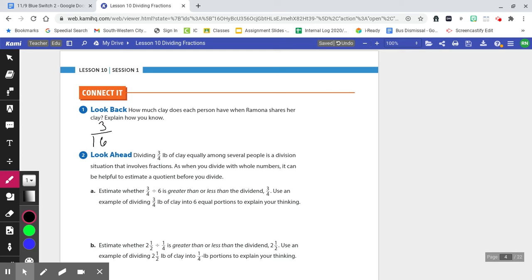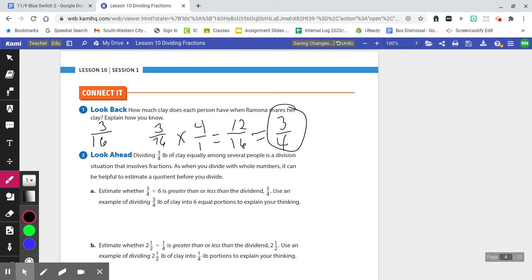And you can divide 3/16 into 4 equal parts by making 12 parts that are each 1/16 pound. So 12 divided by 4 is 3. So each person gets 3/16. You could also use multiplication to see if that's correct. So I could have done 3/16 times 4/1 is equal to 12/16, which is the same as 3/4, and that's what I started out with.